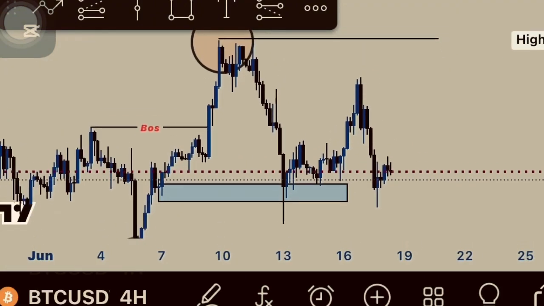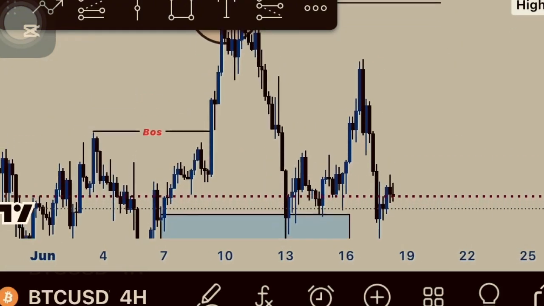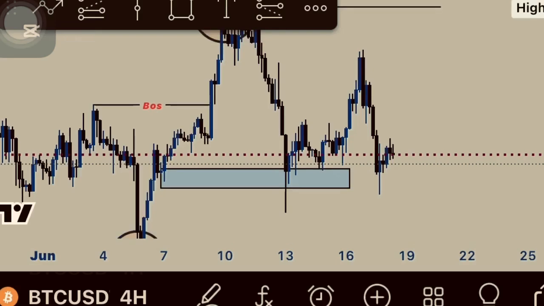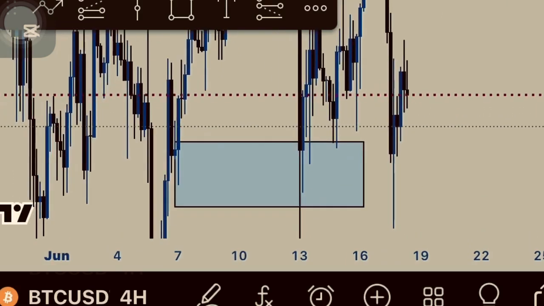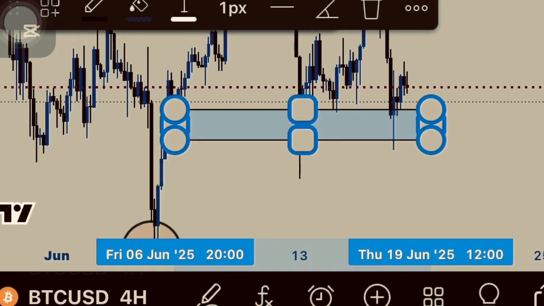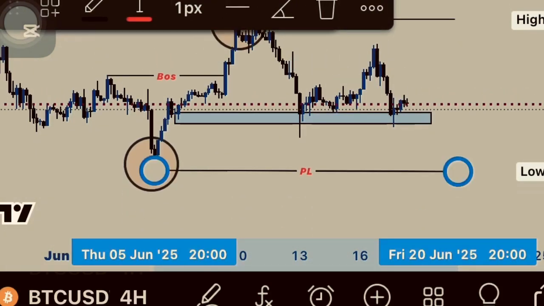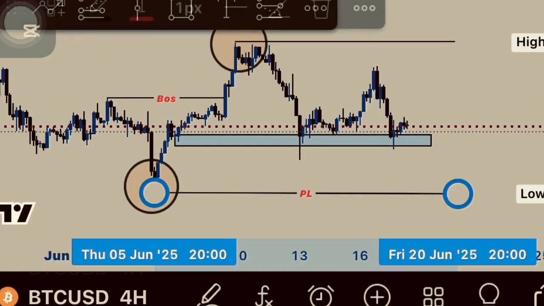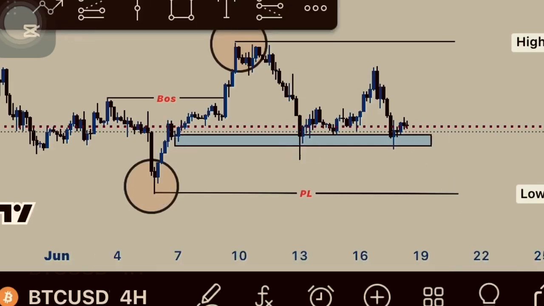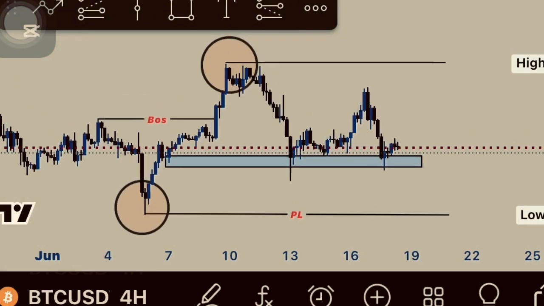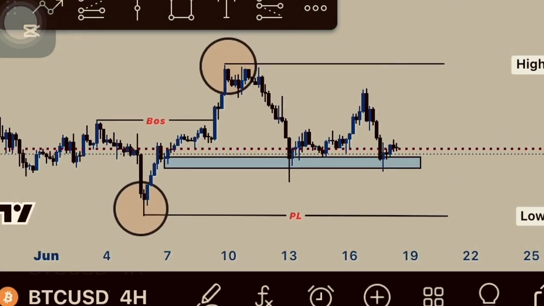So that's the first one, and we can see that same zone. If we can extend it, we'll see that the same zone is up to this side. Since this low is not taken out yet, it means this zone is still valid for a buy. It is a support zone. This is a strong support zone. So that's what it is there.